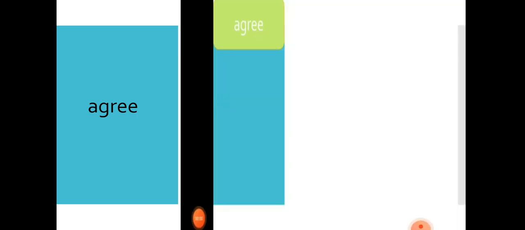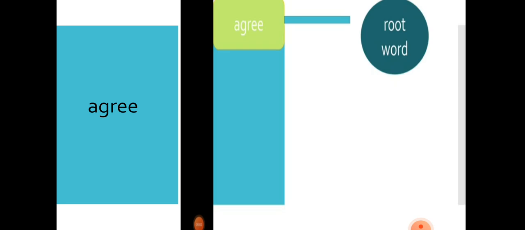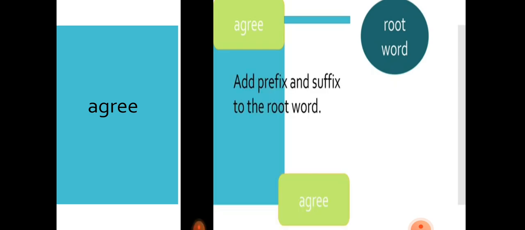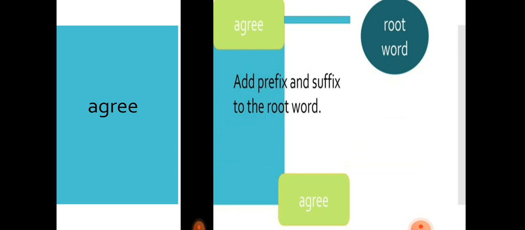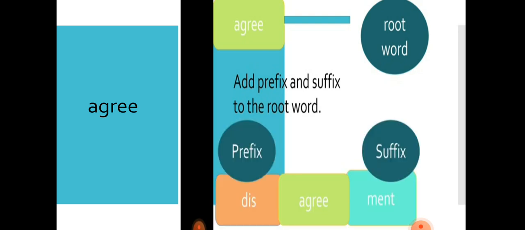Agree. So what are we going to do with this? Agree is the base or root word, and you can add prefix and suffix to the root word. So dis, you can add, and ment, disagreement. Dis means prefix, ment means suffix, and so you can say disagreement. So likewise you can add and write some of the words like this. Okay, next.